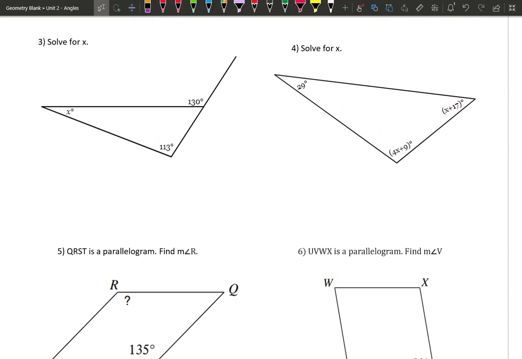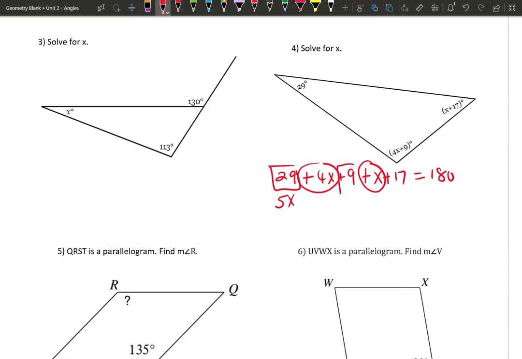Okay, for number 4, now the 3 angles, I'm doing 4 before 3, that's fine. The 3 angles in a triangle add up to 180, so you can make a little equation here saying 29 plus 4x plus 19, just 9, plus x plus 17 is equal to 180, combine like terms. So we have 5x, right, because 4x plus 1x is 5x. Now 29 plus 9 plus 17, let's see how much that is. 29 plus 9 plus 17, and we get 55.